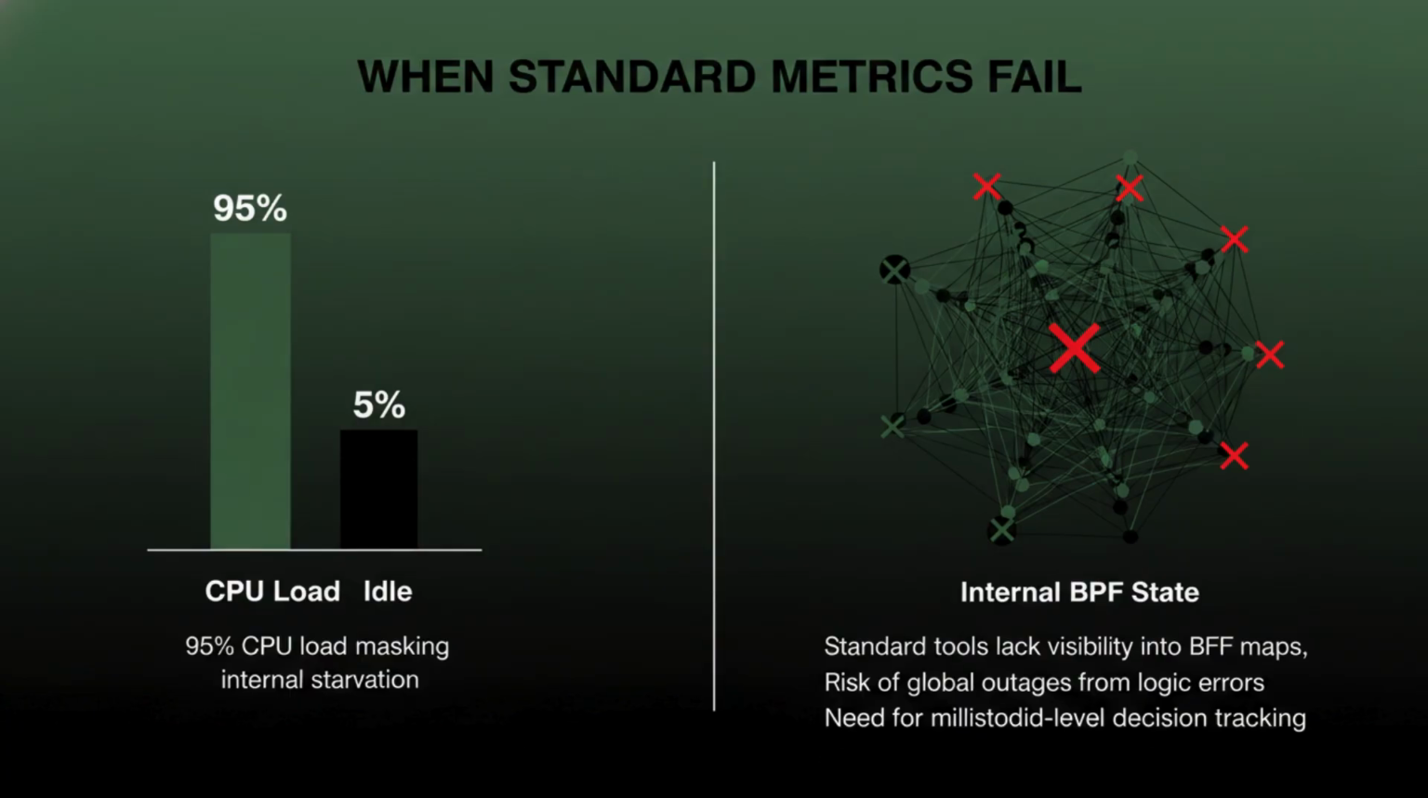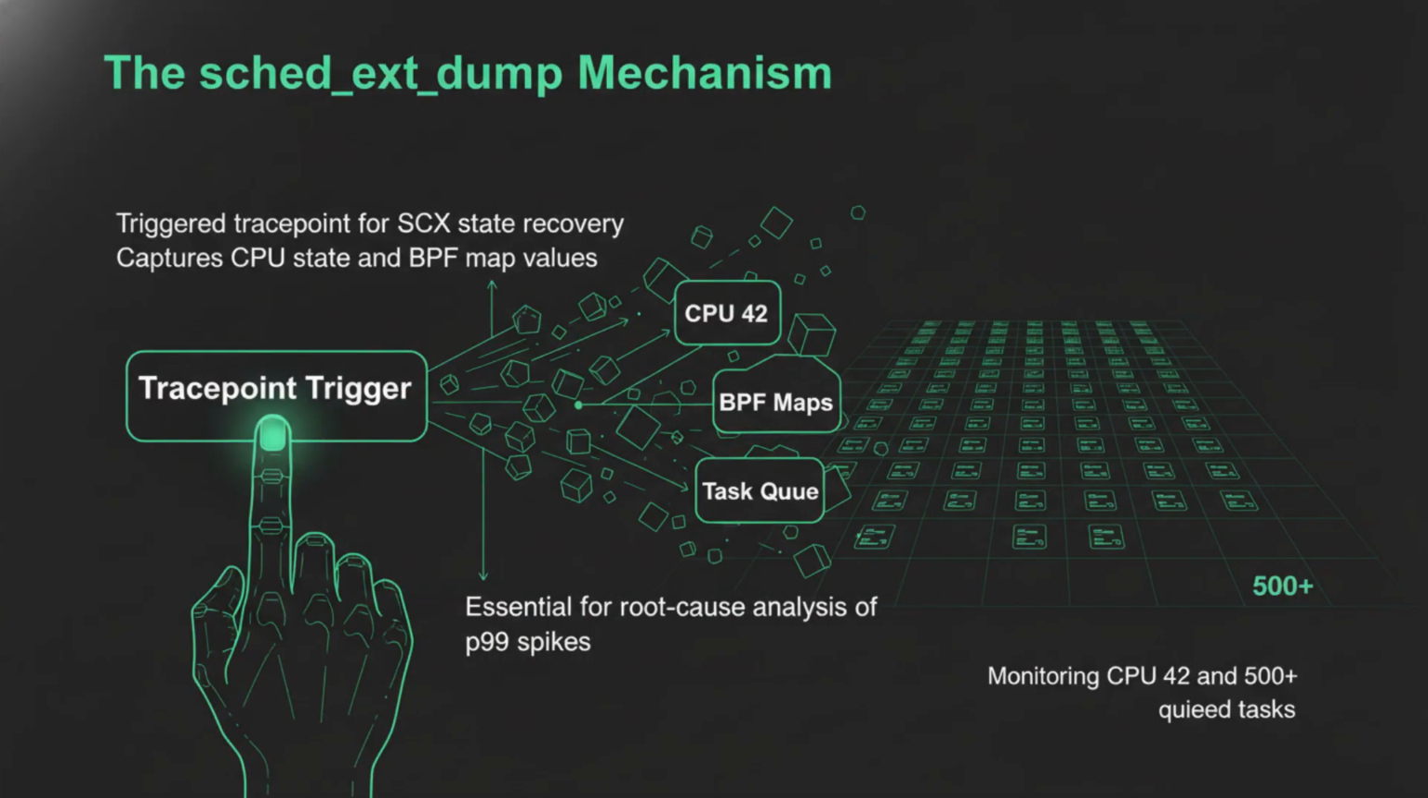This lack of visibility is a major risk for senior architects. Without deep introspection, a minor bug in a BPF scheduler could cause a global outage across your infrastructure. We need to peek inside the scheduler's brain while it is making decisions for thousands of threads per second. This is precisely why the SCHEDX dump tracepoint was engineered, to provide a high-fidelity snapshot of the scheduler's internal state on demand.